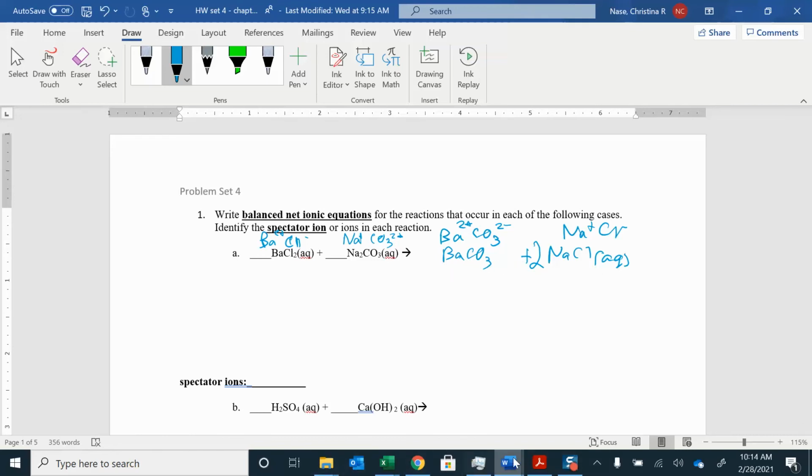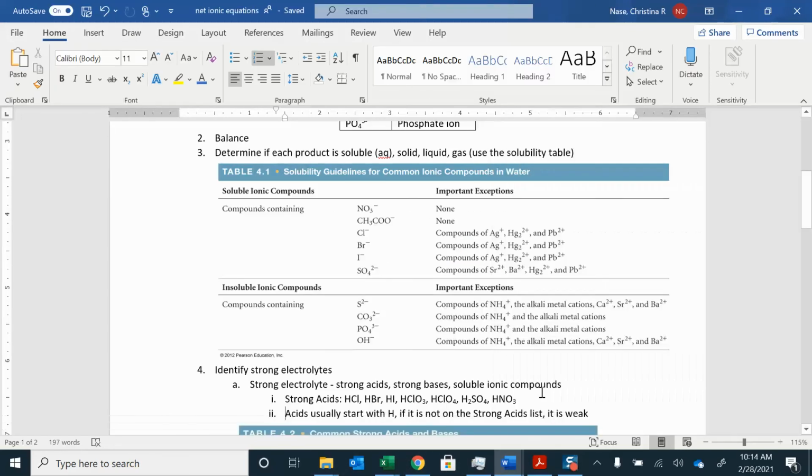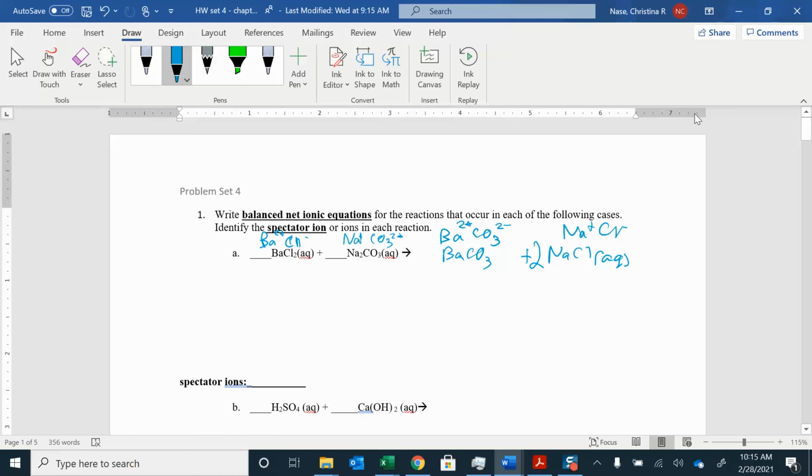Now barium carbonate, the way you'd use the table would be to go back, look at the table, and look at carbonate. So carbonates are usually solids, except when you have one of those alkali metals. So if you had sodium, lithium, potassium, those are the alkali metals, that would make it aqueous. Or if you had the ammonium ion, that would make it aqueous. So carbonates are usually solids. They're usually insoluble, so it's not going to be aqueous unless you have one of these. Barium is not listed as an exception, so barium carbonate must be a solid. So this is my solid.